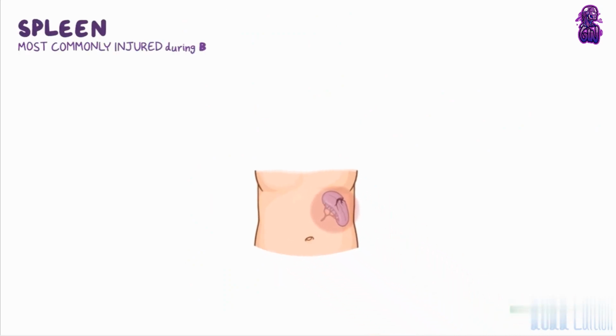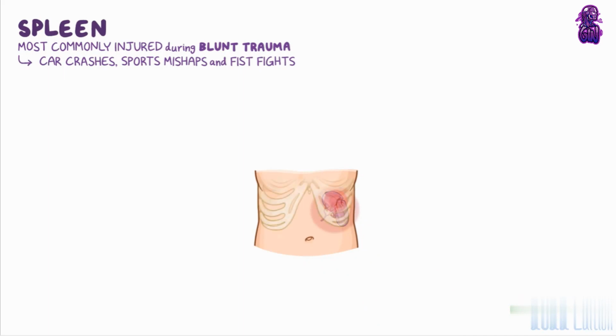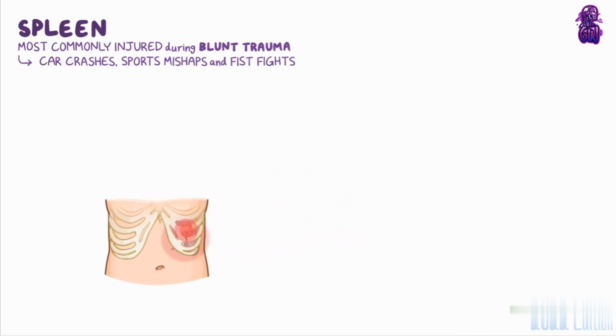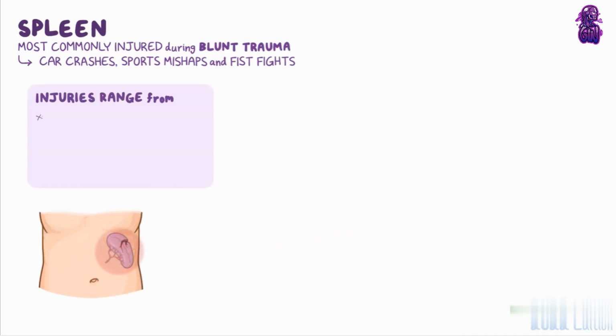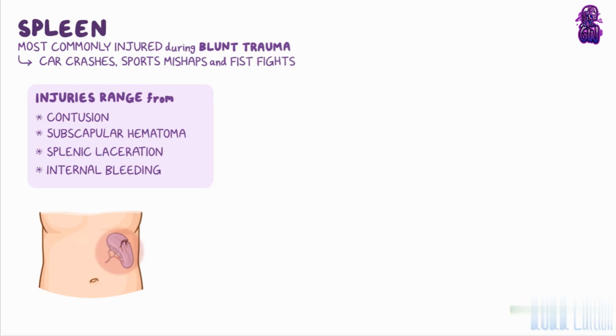The spleen is the most commonly injured organ during blunt trauma, for example by car crashes, sports injuries, and fistfights. Splenic injuries can occur due to fracture of the overlying ribs or impact to the spleen itself and can range from a simple contusion or subcapsular hematoma to splenic laceration and subsequent internal bleeding.